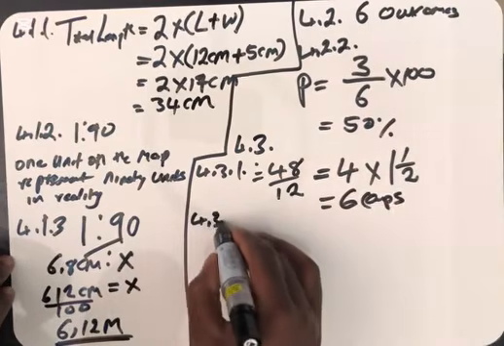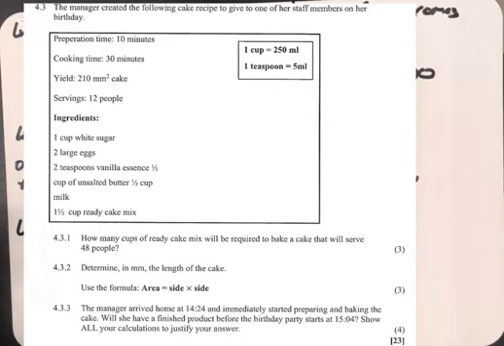Then 4.3.2. Determine in millimeters the length of the cake. You may use area is equal to side multiplied by side.